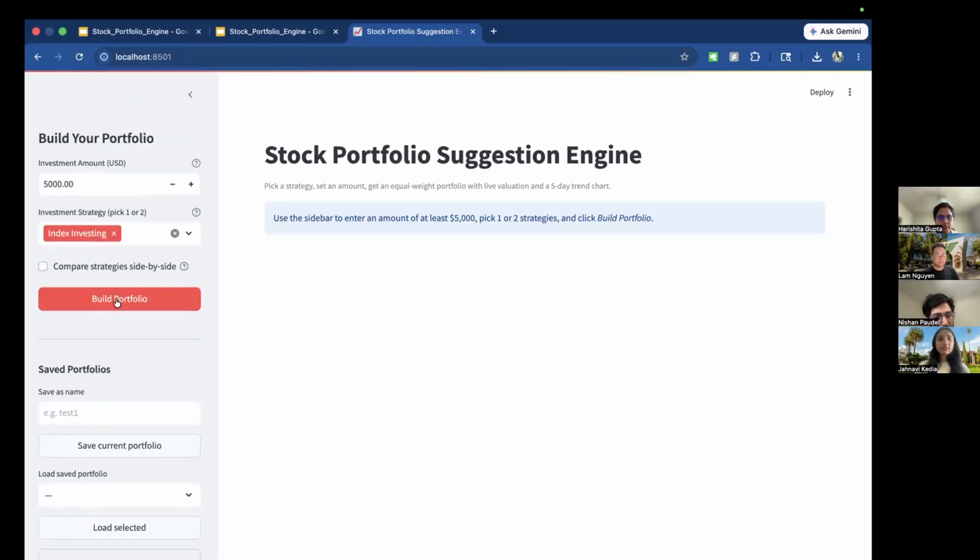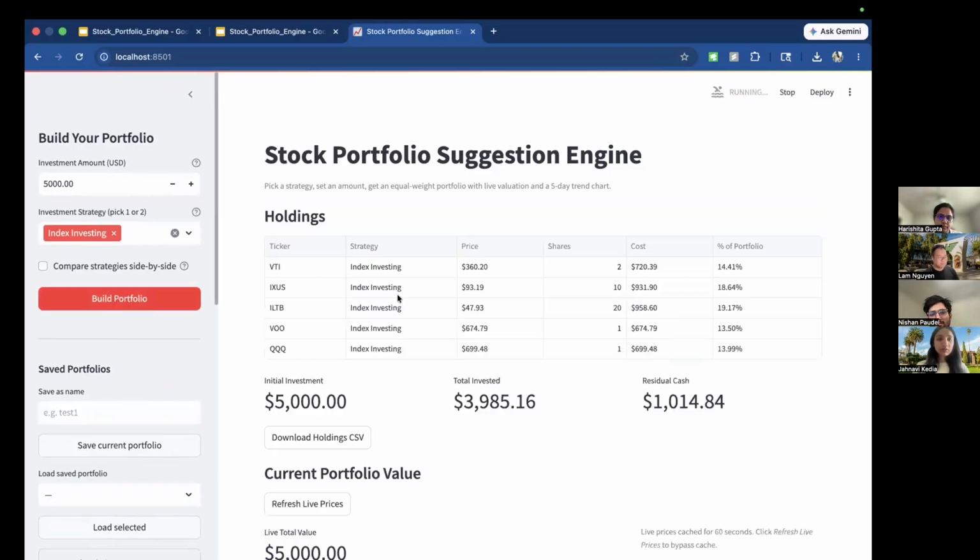So once the user sees this, they can try to build their portfolio. Once the portfolio is built, it shows the holdings with all 6 different stats. So it shows the strategy, so we use index investing. Now it shows 6 tickers. We have VTI, IXUS, ILTB, VO, and QQQ. Now these are the price per share of each ticker. And this is the amount of shares that we bought for each ticker. And this is the total cost. So for VTI, we chose 2 shares of $360 and the cost is around $720. And this covers 14.41% of our portfolio.